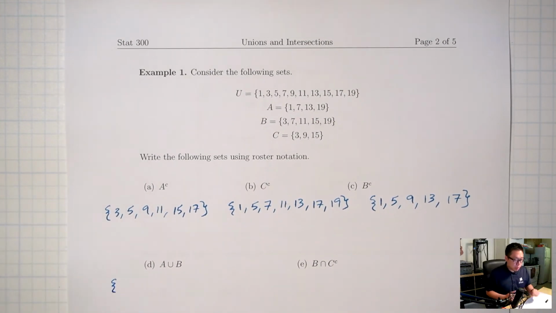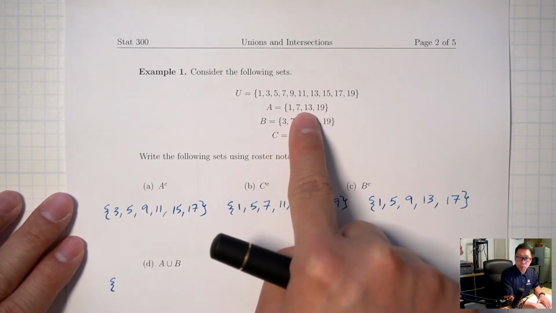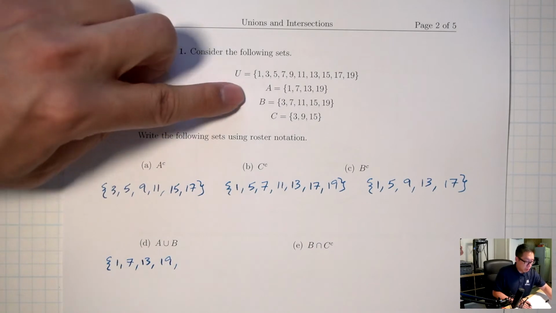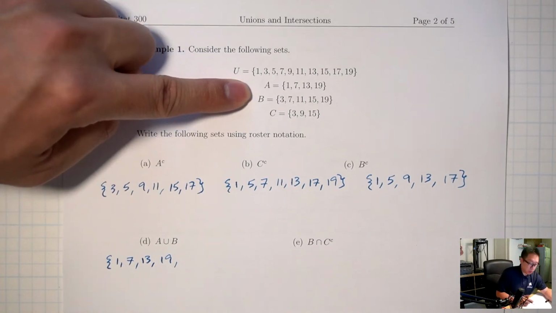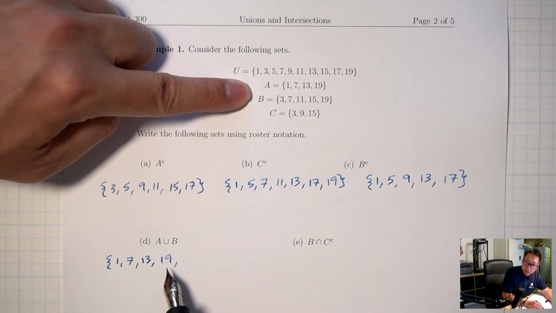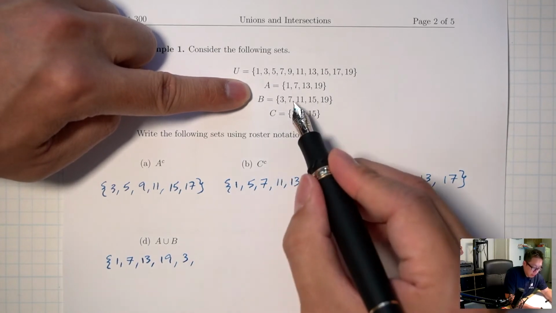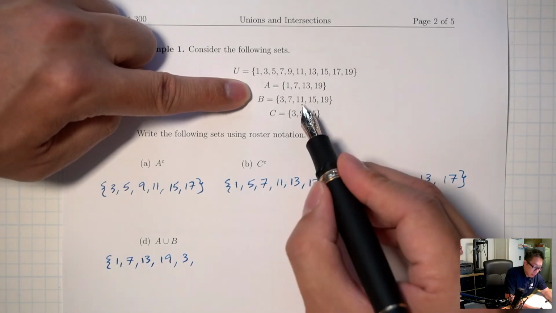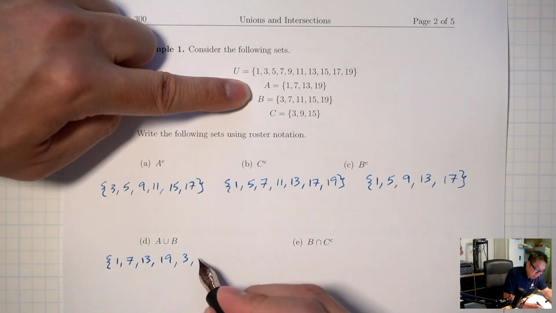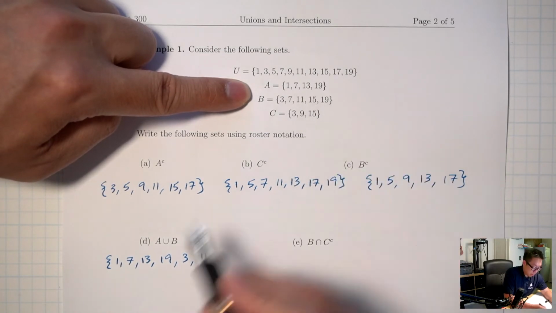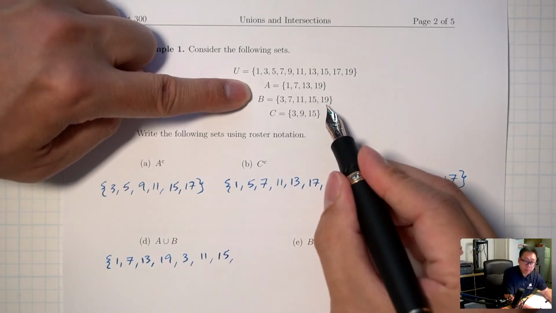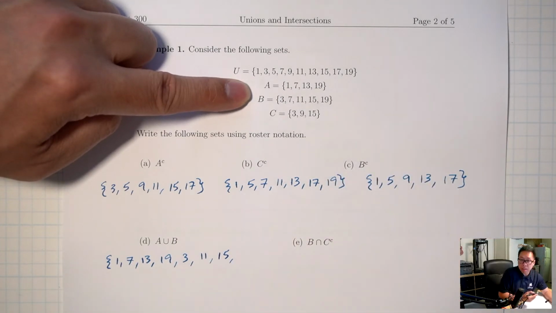The way I typically do a union is I'm just going to copy down the first set as is. So 1, 7, 13, 19. And then I'm going to look at the second set and add on anything new from the second set. So 3. I don't have a 3 yet, so I'll add on 3. 7. 7 I have already, so I'm not going to write down another 7. So 7 is good. 11. 11's new. 15. 15 is new. 19. 19 I have already, so I'm not going to add on another 19. So that's it.